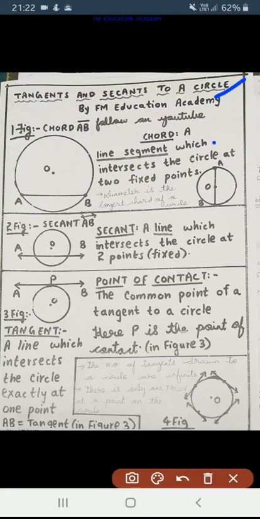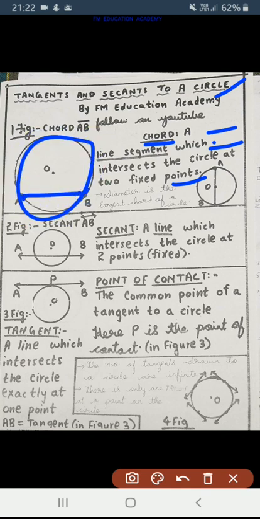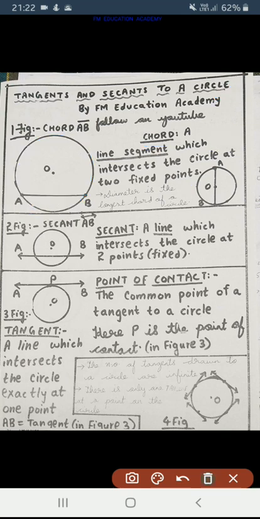tangents and secants to a circle. Okay, what is called as chord? Chord is a line segment which intersects the circle at two fixed points. It can ask you in the exam to draw. So a circle, when it has two line segment drawn on it which joins 2 points, that is called as chord. So here AB is known as chord.